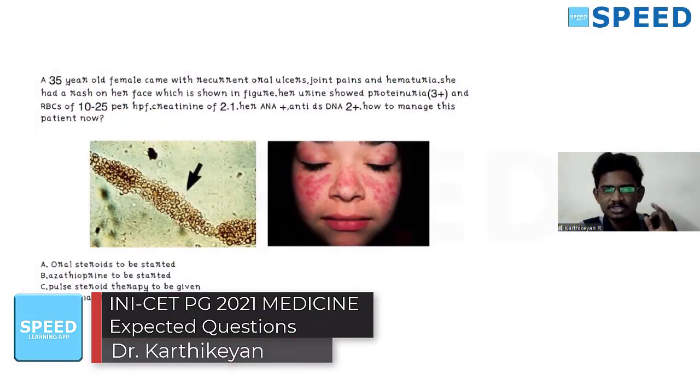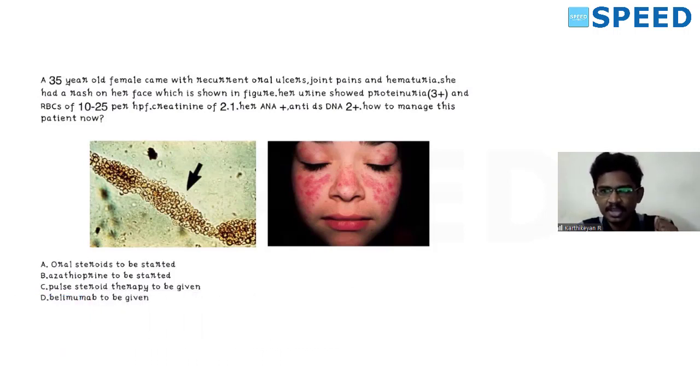Today we'll have a short and sweet discussion on a high yield topic which is asked recurrently in AIIMS, INI-CET. So yes, we'll start with the first question.